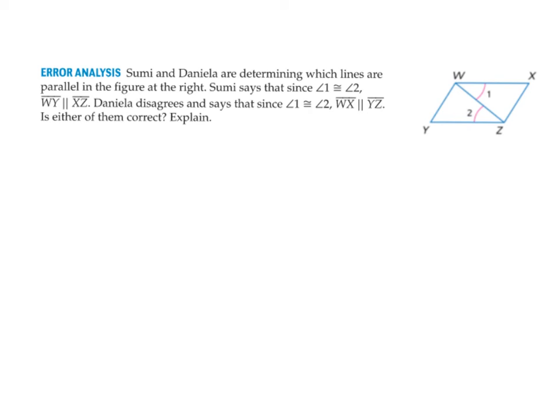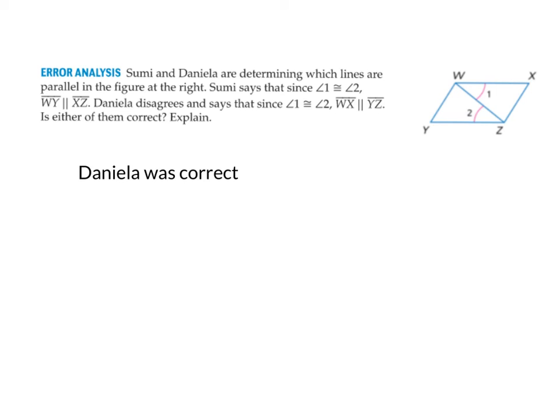Error analysis. Sumi and Daniela are determining which lines are parallel in the figure at the right. Sumi says that since angle 1 is congruent to angle 2, segment WY is parallel to segment XZ. Daniela disagrees and says that since angle 1 is congruent to angle 2, segment WX is parallel to segment YZ. Is either of them correct? Explain. Pause the video and see if you can figure it out first. Let's see how you did.